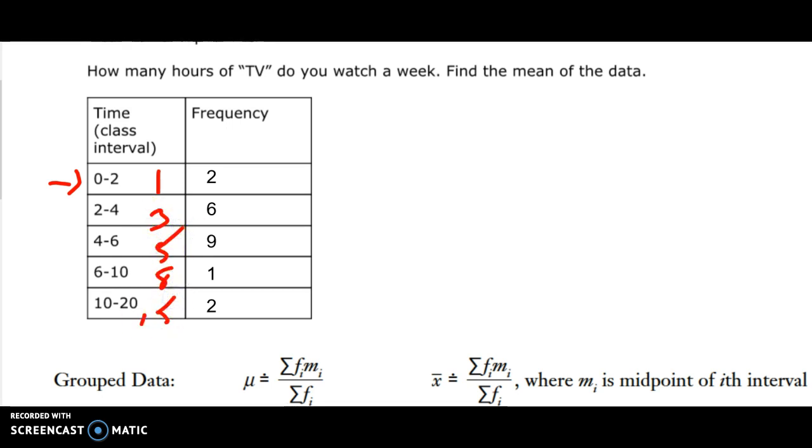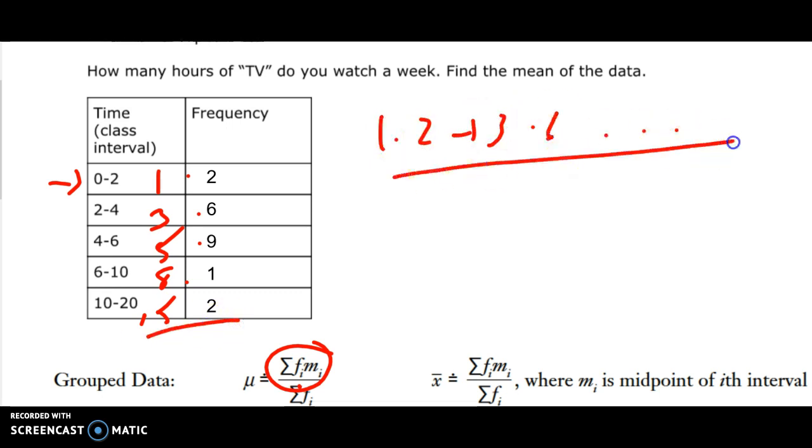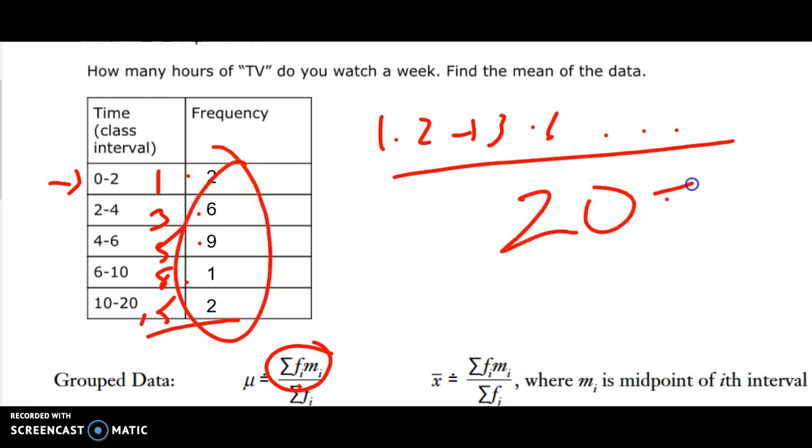To get the average, you multiply the frequency times the midpoint, and sum those. So you're going to go 1 times 2, plus 3 times 6, up to 15 times 2. Then you divide by the total number of people. You add those up, there's 20 people, and that's how you get the mean.